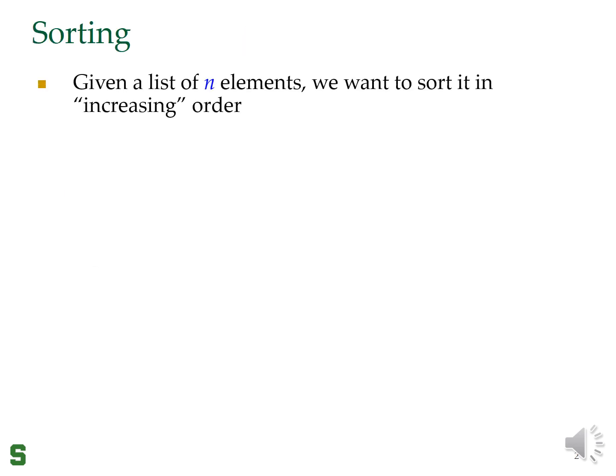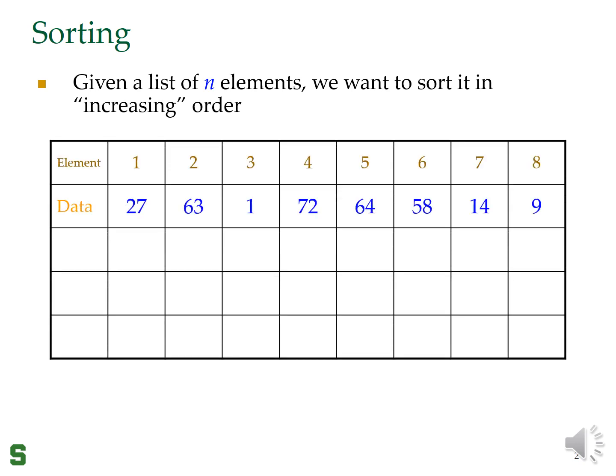So here you are given a list of n elements and you want to sort them in increasing order. So the smallest number is first, then the next one, and so on. So here we have data. The first element is 27, the second one is 63, third one is 1, and so on.